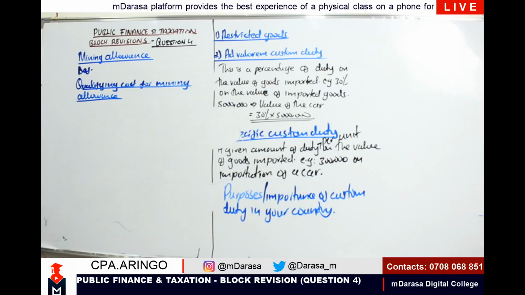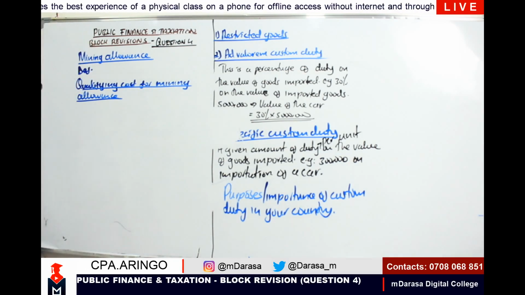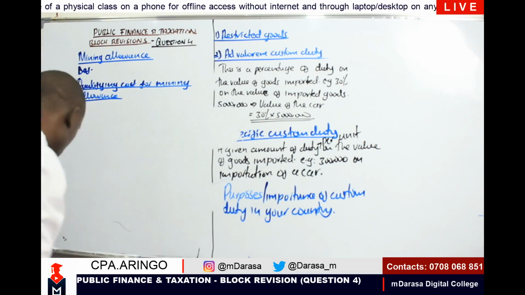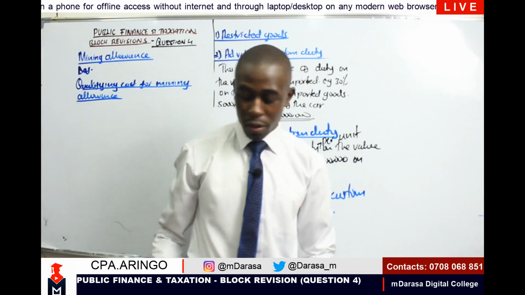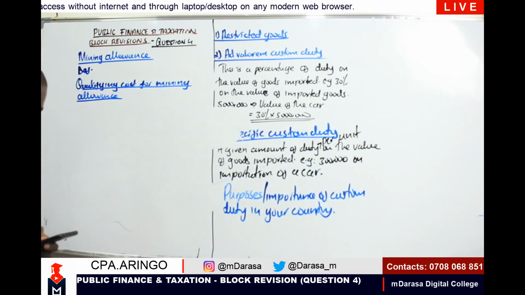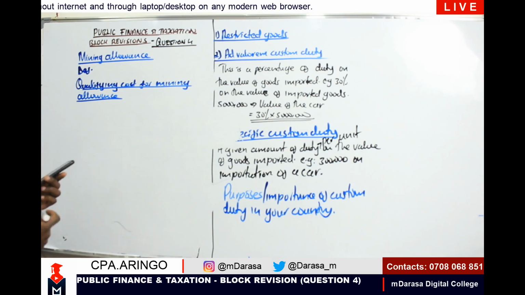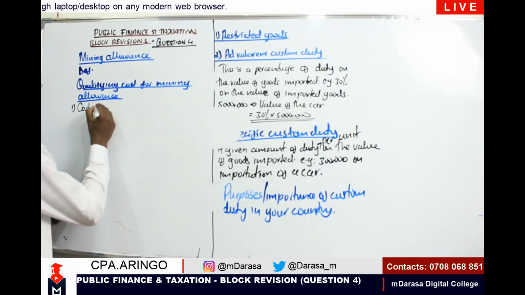So anytime, my good students, we are talking of the qualifying cost for mining allowance, you must always recall this. Number one item that you can have is the cost of searching. Number one, we normally tend to talk about cost of searching.